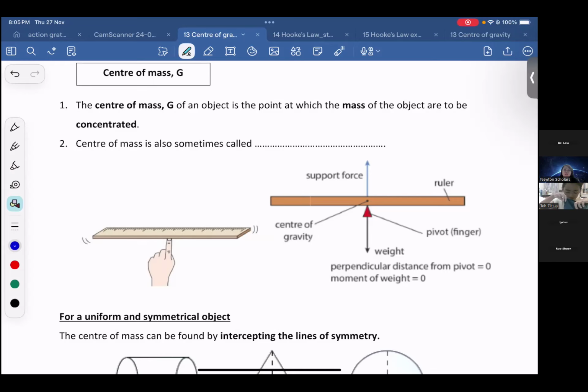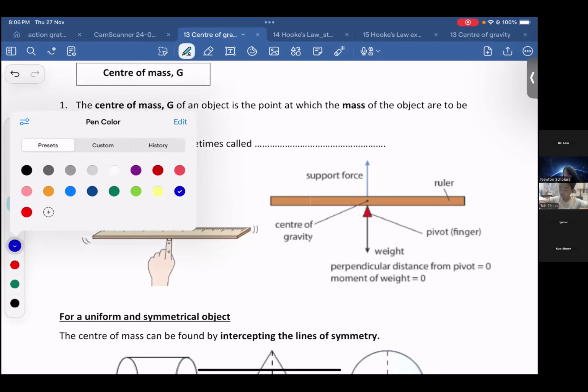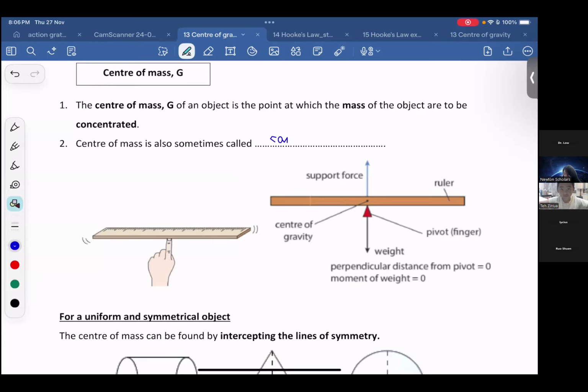Center of mass is actually a point where all the mass is concentrated. Or we say the mass or the weight is concentrated at that point. So here all the mass is concentrated at one point. That point we call the center of mass. Every object has its center of mass. Sometimes we call it the center of gravity.